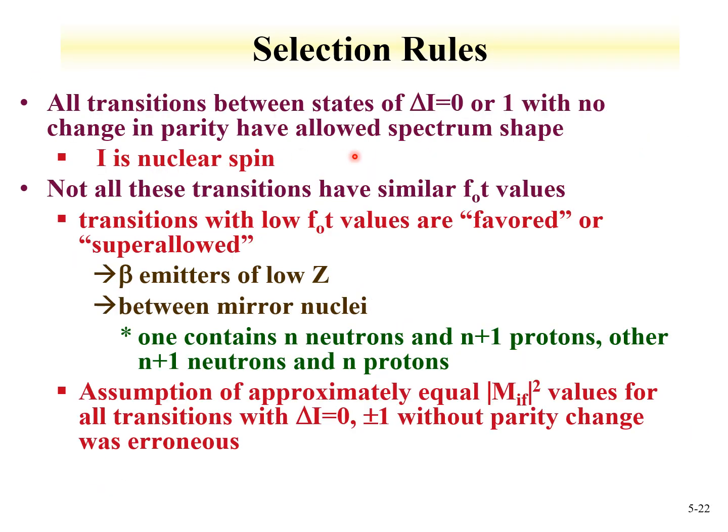All transitions between states where the spin change is 0 or 1 and no parity change have allowed spectral shapes. Not all these transitions have similar ft values, however. We did show a table where there were differences for transitions that were either allowed or super allowed. That's the genesis of these differences. Some of these relate to low Z beta emitters or mirror nuclei, but the assumption of approximately equal matrix elements between the initial and final state values for all transitions where the change of the spin is 0 or 1 without parity change is not 100% true.